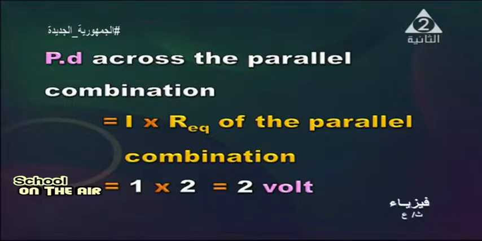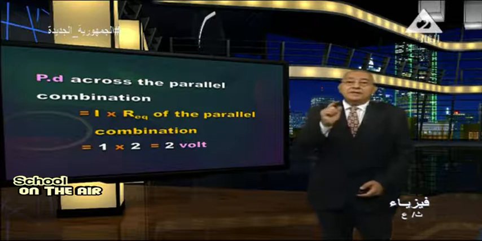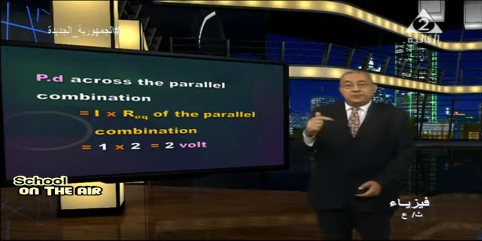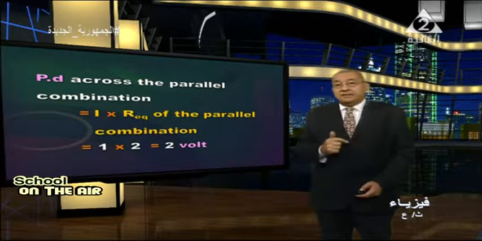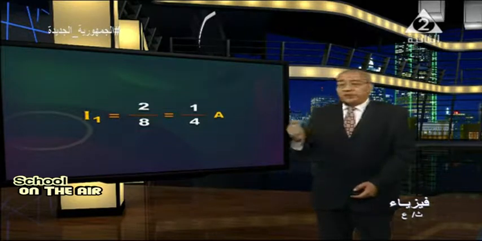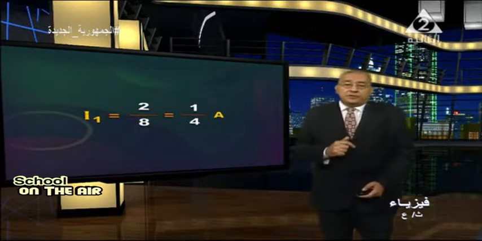Now it's all easy to obtain the current. The current equals voltage divided by resistance, voltage 2, resistance, yes, is 8. So it is 2 over 8. It is 1 over 4. 1 over 4, of course, it is 0.25.